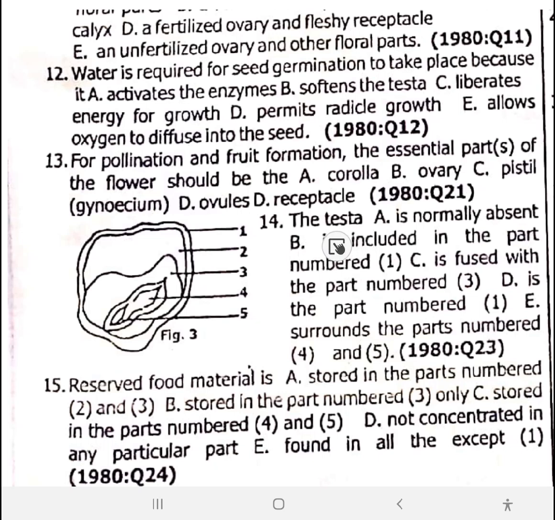14, the testa. What has happened to the testa? This fruit here is showing that the testa has been fused. So the testa is included in the part numbered 1. So number 14 is option B. And this fruit is a caryopsis.